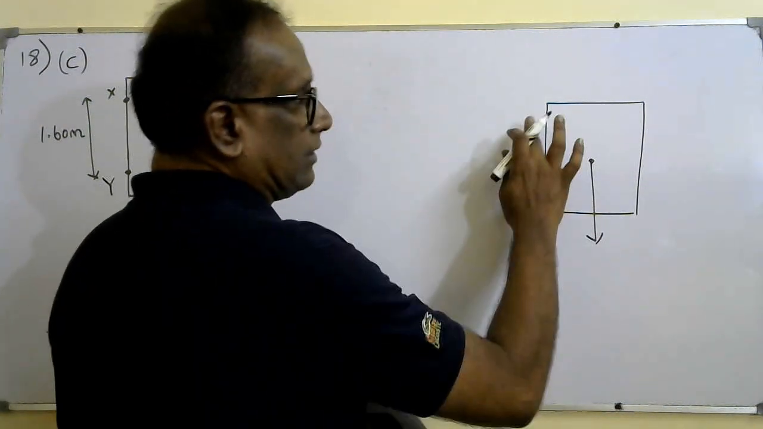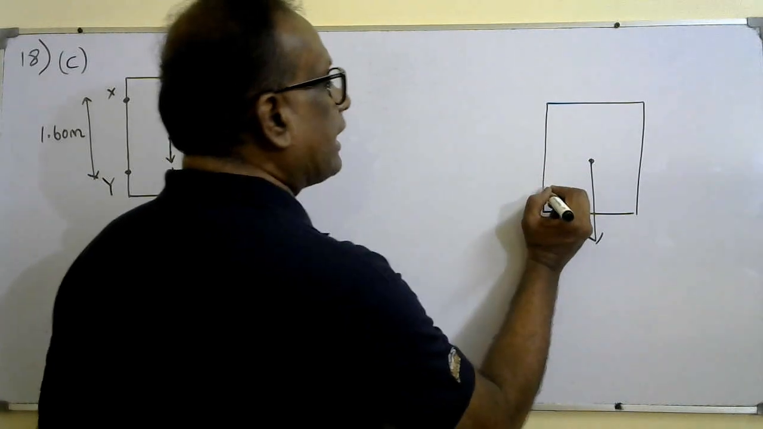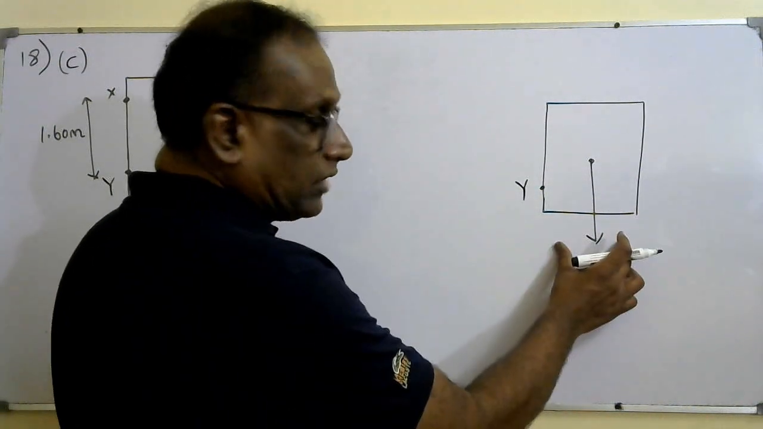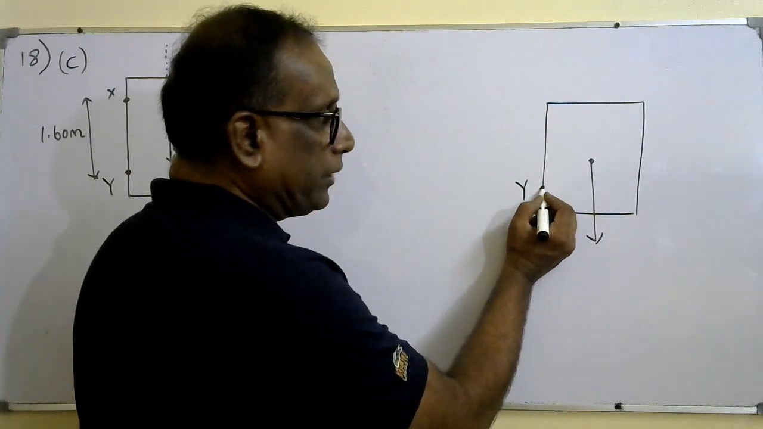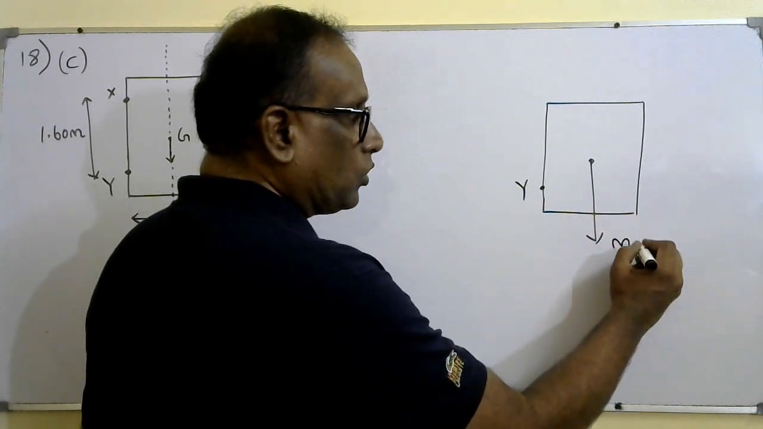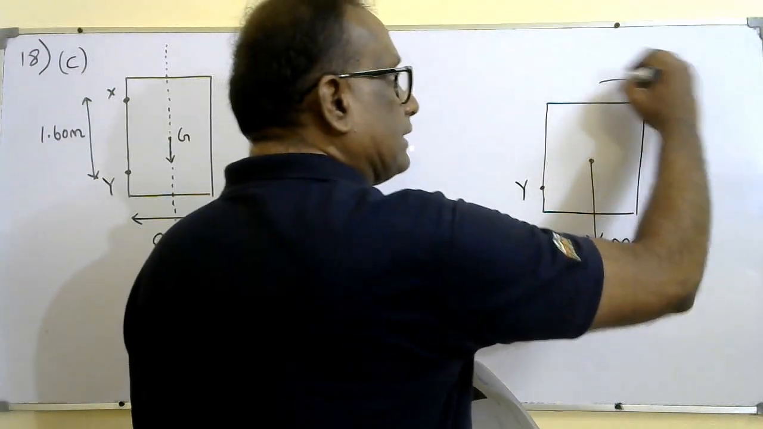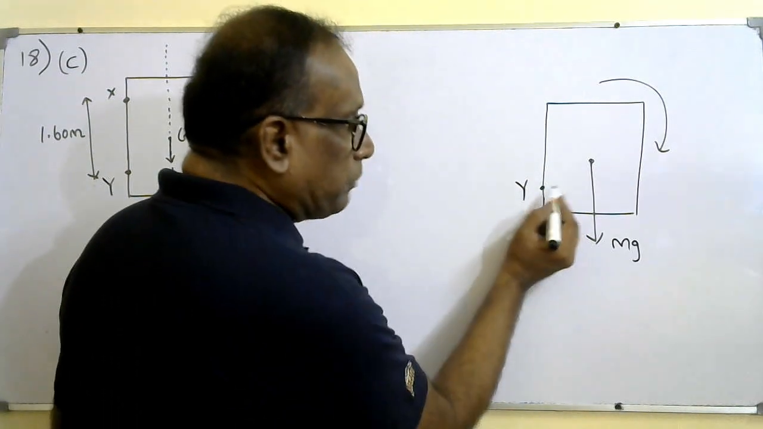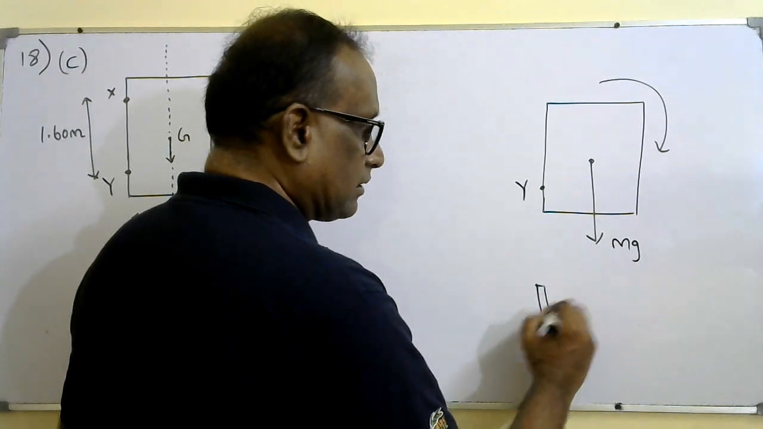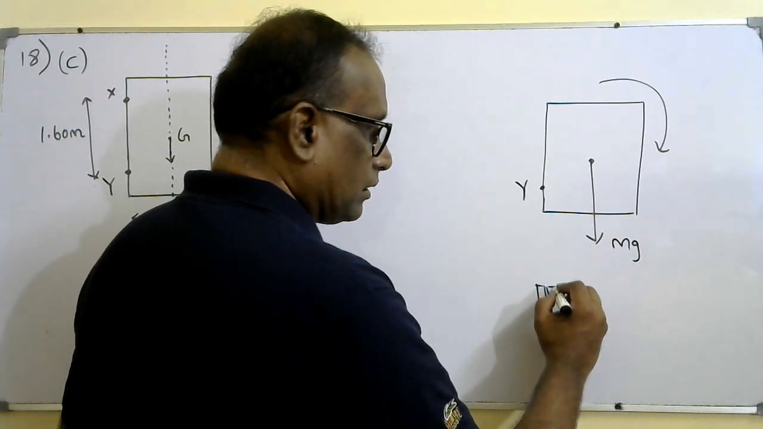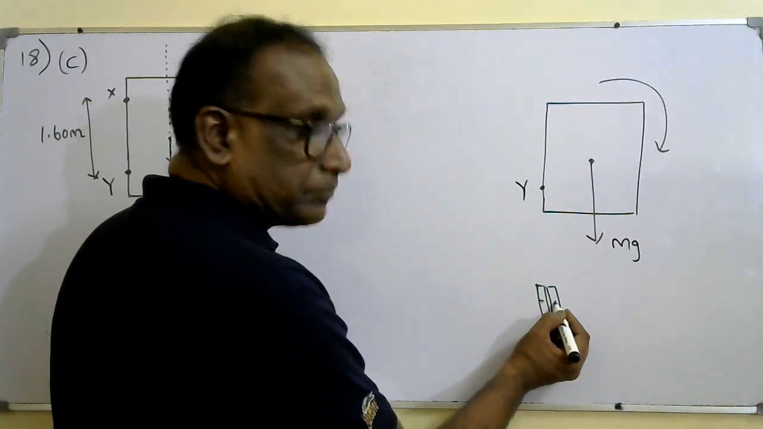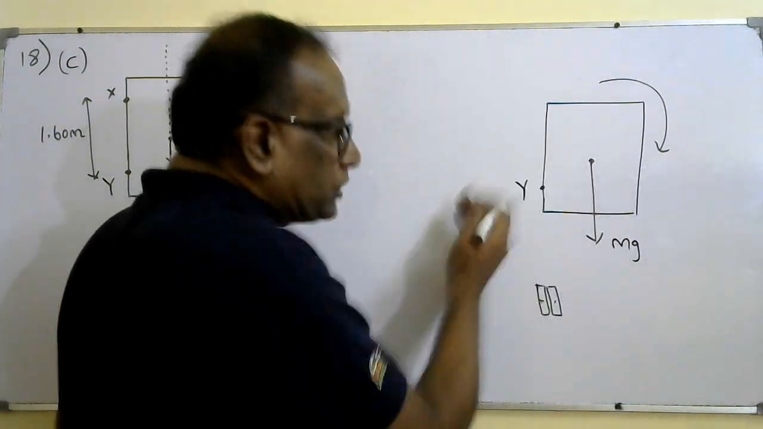Now think like this: if the hinge X is not there, there is only one hinge Y, what will happen? Due to the weight of the door, if you think about the moment about Y, the door will try to rotate this way, is it? So the door will push the hinge. If you think about the hinge like this, this is the hinge. These are the parts which are connected to the frame, and this is the part connected to the door. The door will push the hinge.